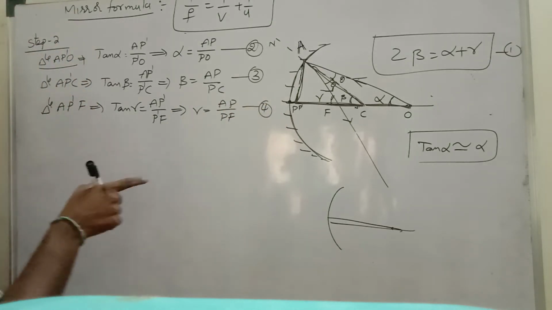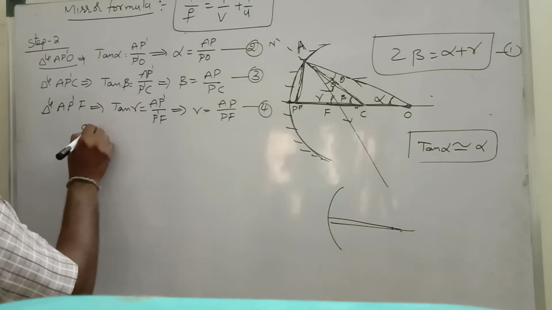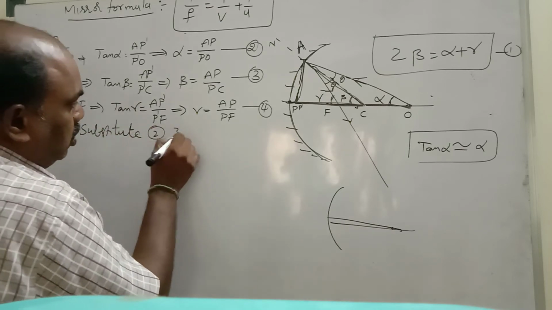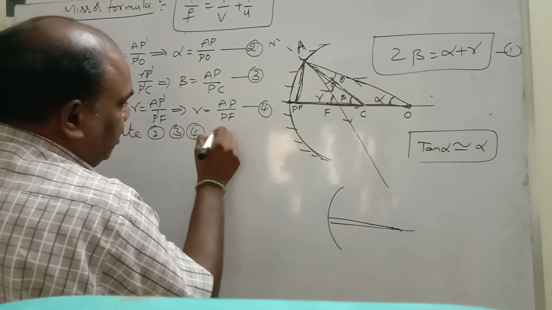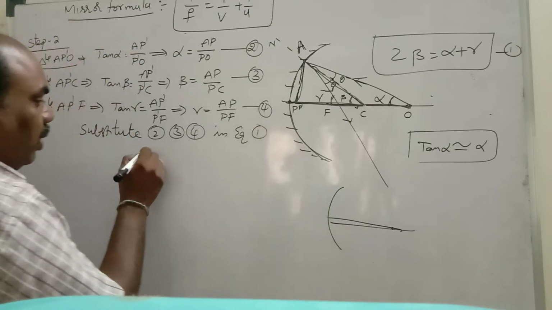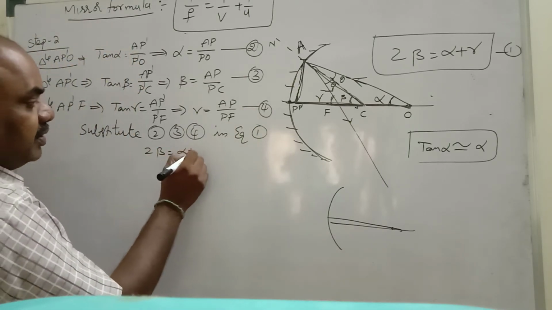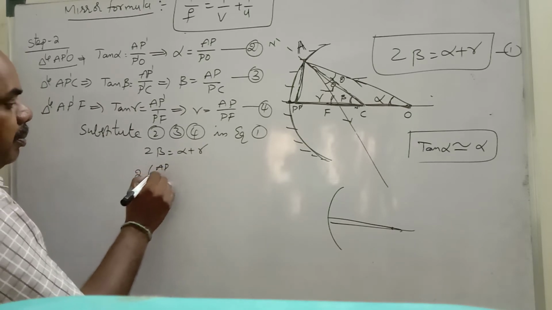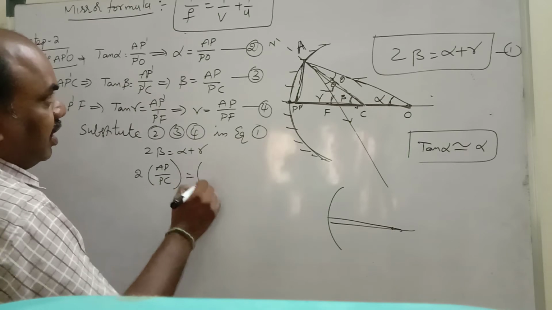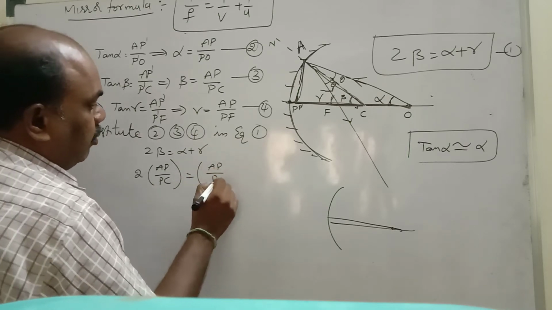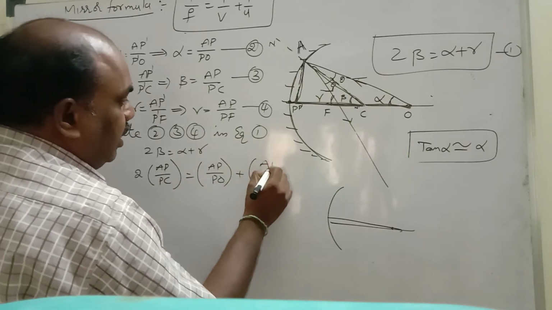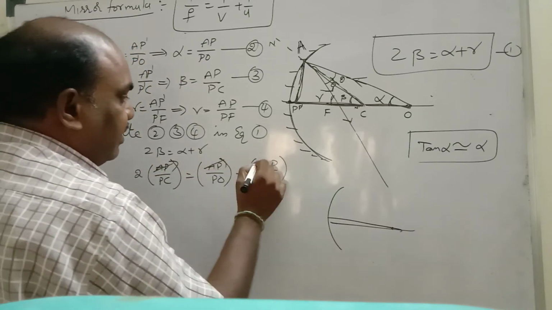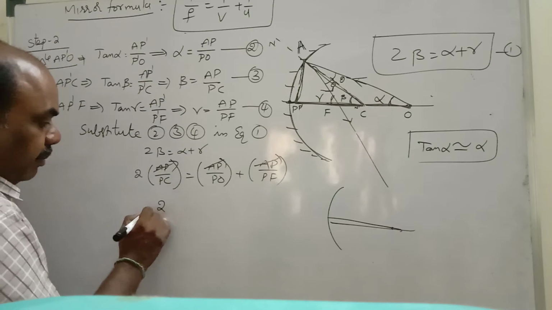These three values, substitute in equation 1. What is equation 1? 2 beta is equal to alpha plus gamma. Substitute here: 2 into beta, that is AP by PC. What is alpha? AP by PO. Plus what is gamma? AP by PF. Now AP cancels. AP component cancels. 2 by PC.